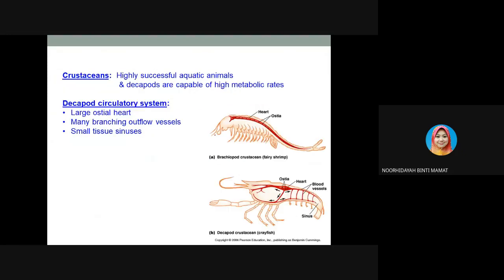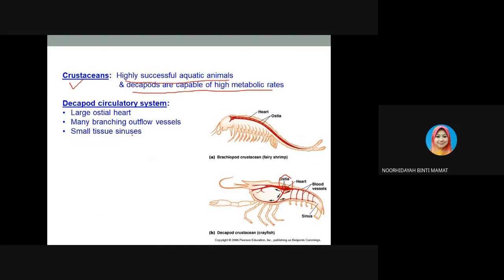The other example of the arthropods are crustaceans. This group of crustaceans are highly successful aquatic animals, and the decapods are capable of high metabolic rates. The decapod circulatory system has a large ostial heart. As you can see from this figure, they have a large ostial heart, many branching outflow vessels, and small tissue sinuses. So these are examples of arthropods.